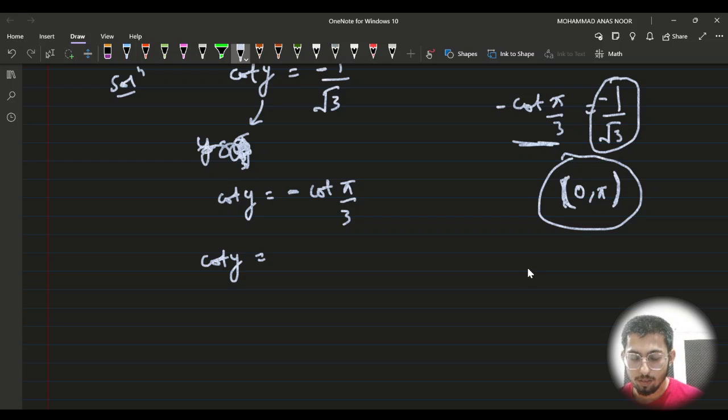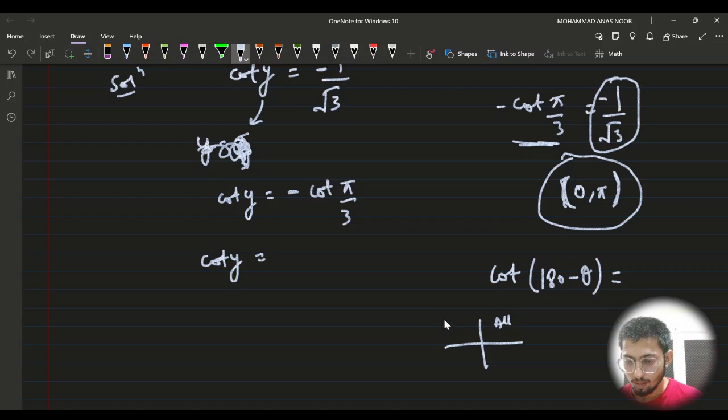How will you eliminate? What is cot 180 minus theta? See, this is all positive. Cot 180 minus theta is in the second quadrant, and in the second quadrant cot is negative, and since it is 180, it will remain cot theta but with a negative sign. So can you replace this?